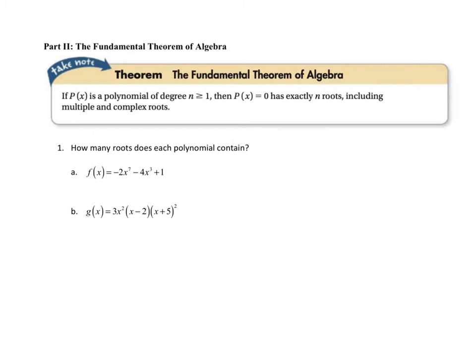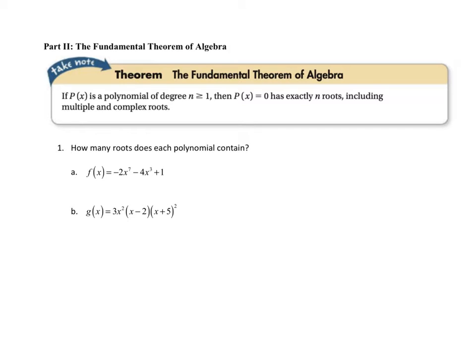So a polynomial that is degree 5 has 5 roots. If it's degree 7, it has 7 roots. And that includes both complex and real roots. So if we look at this first example, how many roots does each polynomial contain?